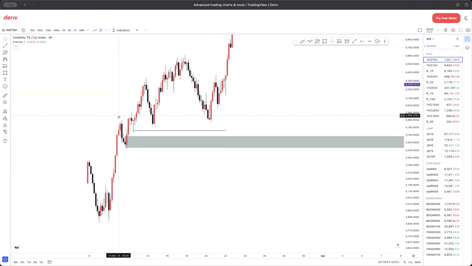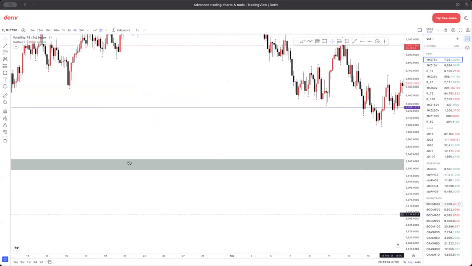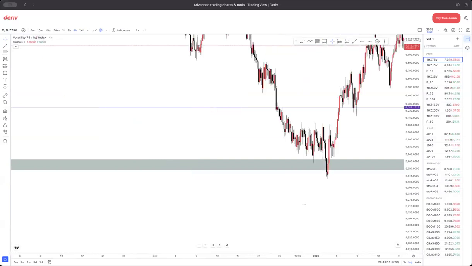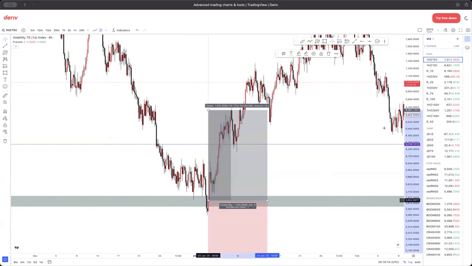Please, if you have any question, endeavor to drop it in the comment section. So I mark out this other block here, which has a liquidity. You see that price came all the way here, respected, and gave us a morning star and bought all the way up. So you now know that you are definitely bullish on V75s.